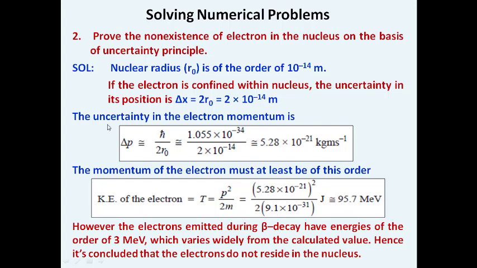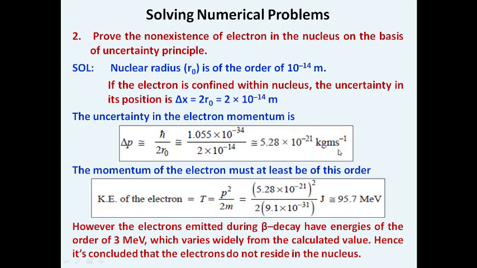Now, as is well known, delta x into delta p is greater than or equal to h cross by 2 at least. So as per this calculation, if you apply the value of Planck's constant and the value we got from here, you can get the uncertainty in electron momentum to be nearly equal to or greater than 5.2 times 10 power minus 21 kilogram meter per second.